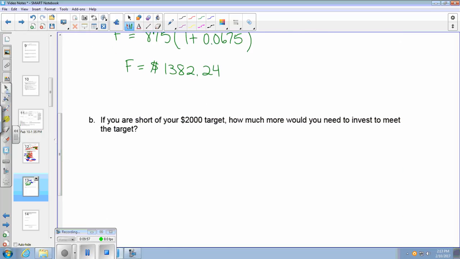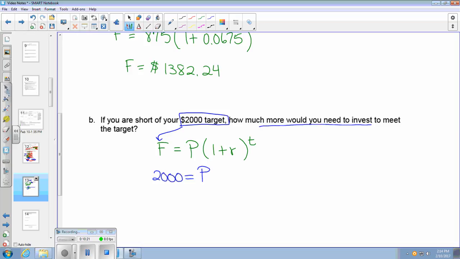Okay, part B, if you're short of your $2,000 target, how much more would you need to invest to meet the target? All right, so here's our formula again. And notice in this case, we have our future value. We've got our target. So we're going to replace F with $2,000. But now we want to know how much we would need to invest. So we need to know what the P is. So we're going to leave P in our equation. Still the same interest rate. And we're still going to let it grow for 7 years.